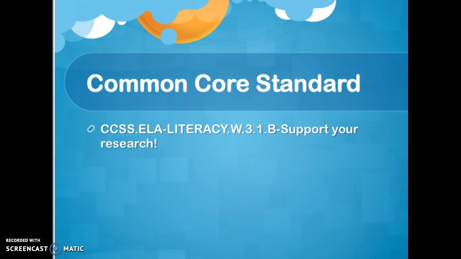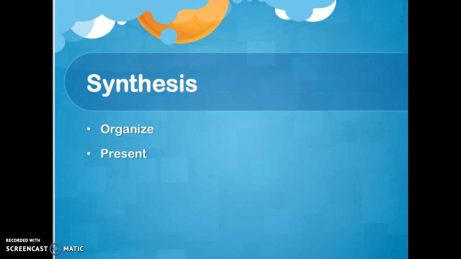According to the Common Core Standard, CCSS.ELA-Literacy.W.3.1.b, you should be able to support your research. According to Common Core, you need to be able to provide reasons that support your opinion. So when you're doing research, you need to be able to tell us why you picked the information that you did. Next is synthesis. First, organize.